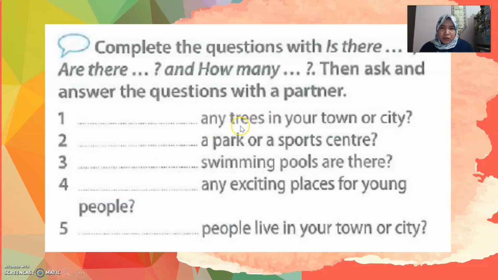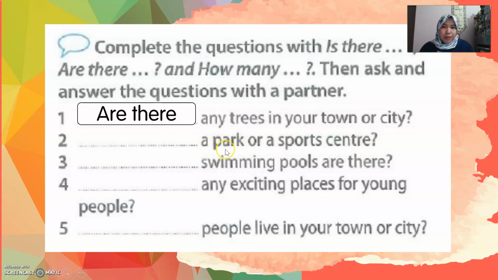So S refers to plural noun. So our answer would be are there. Alright, very good. Okay, let us look at number 2. What is our clue for number 2? Look here. You can see a park or a sport center.